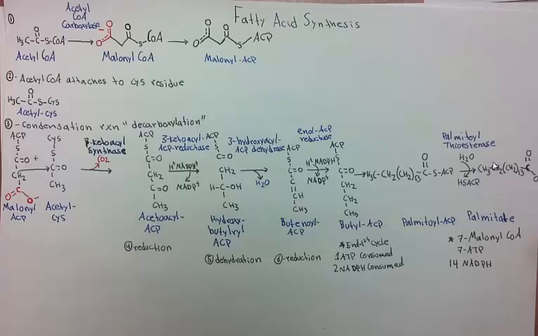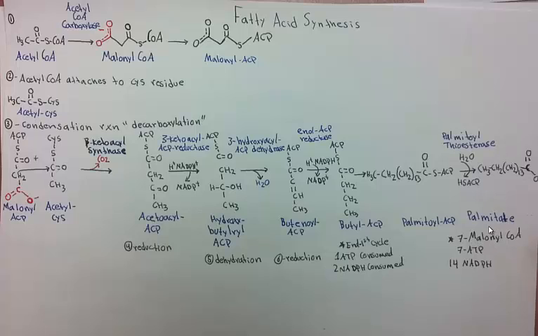So this is our final reaction in the process. Palmitoyl ACP is going to be converted into palmitate. This reaction is going to be catalyzed by palmitoyl thioesterase, and this is going to be a hydrolysis reaction. So water is going to be used, and this is going to be our byproduct, and we form palmitate, which is essentially a fatty acid, one of the most common fatty acids in mammals.